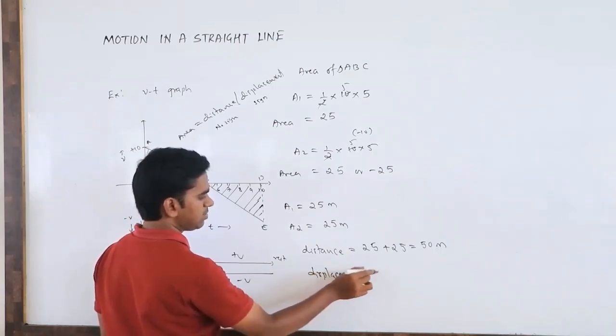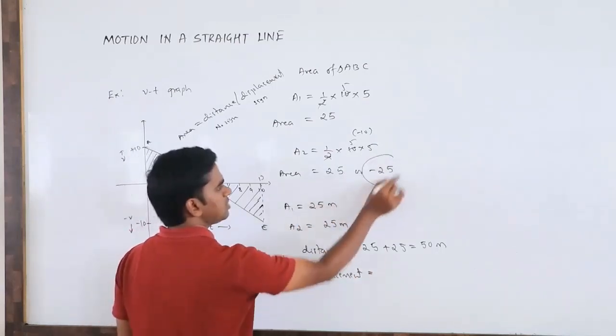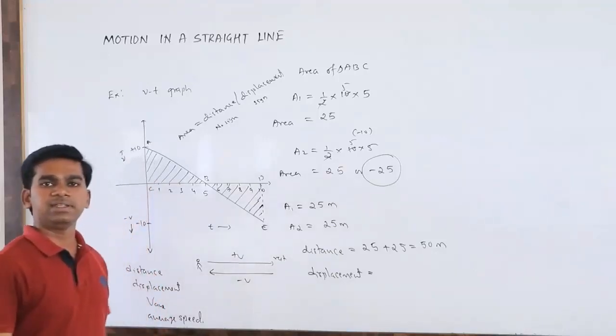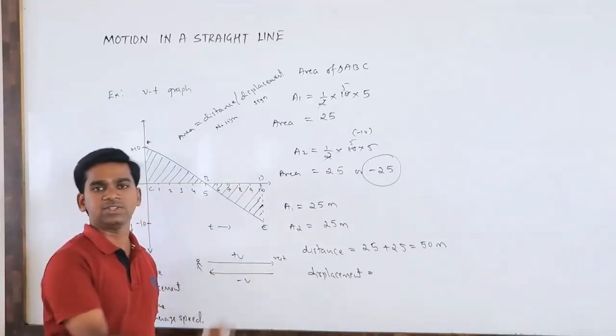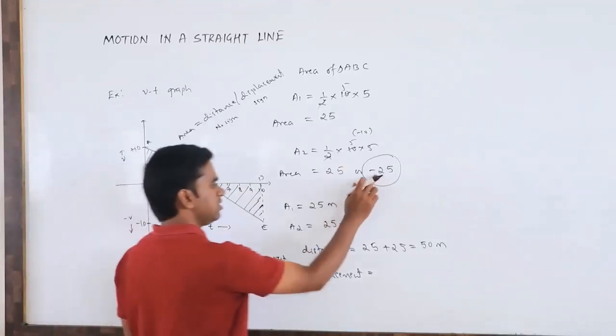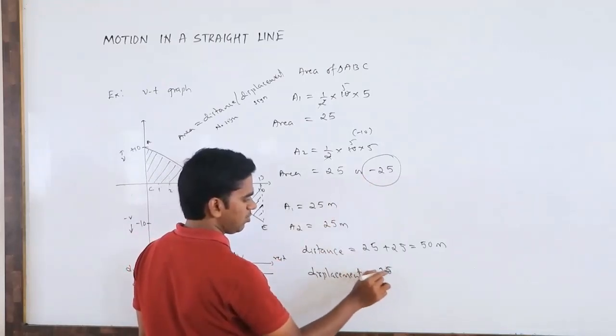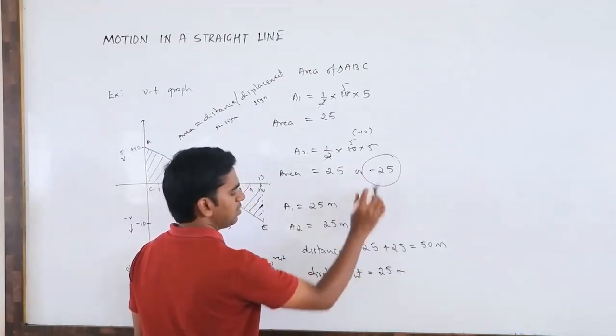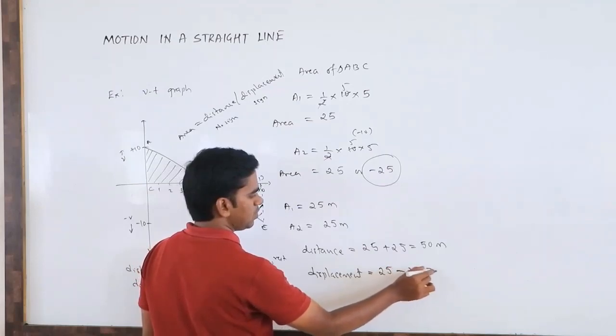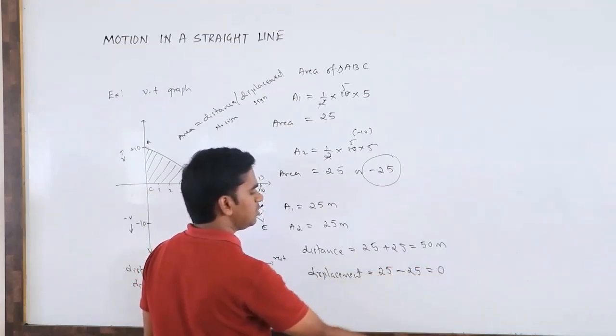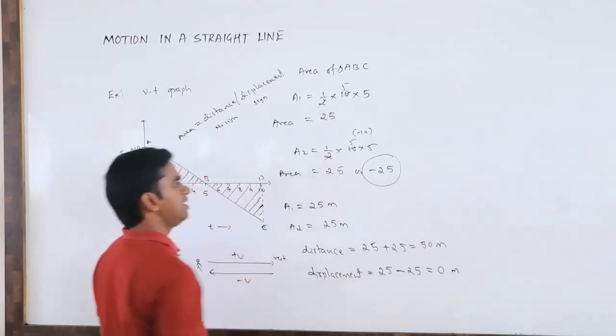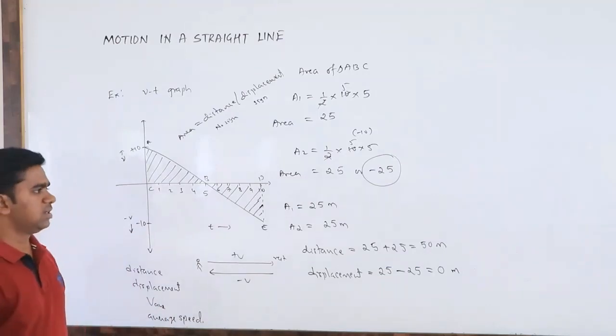So for displacement, you have to consider the sign, because displacement has a direction. So displacement will become what? 25 minus 25. So what will you get? You will get 0 meter.